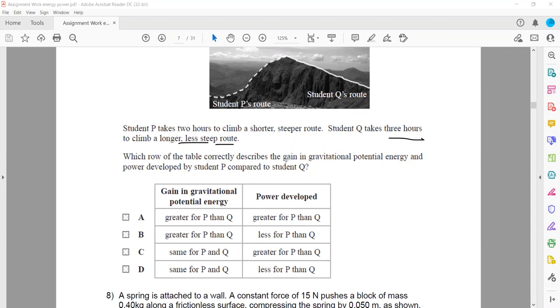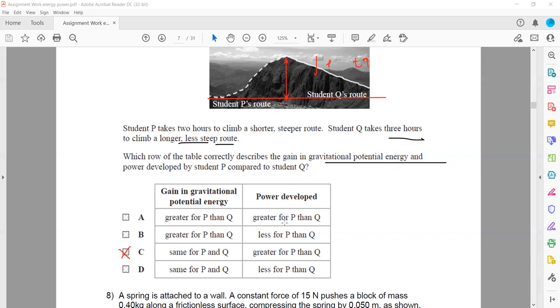Which row describes the gain in potential energy? So energy or work done does not depend on the route. It depends on the starting position and the final position. Both are starting from the same height, which means the potential energy will be the same. But what about the power? The one who takes more time developed less power, and the one who takes a shorter time developed more power. So the power of P will be greater than the power of Q. So C will be the right answer.